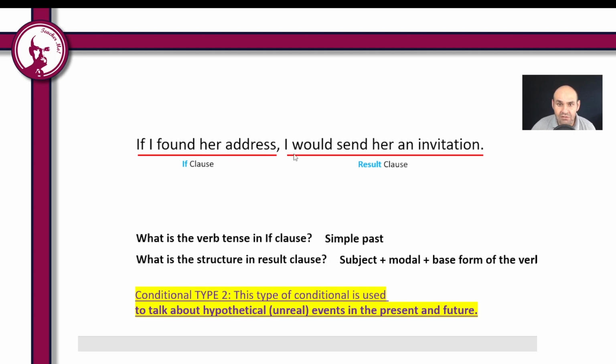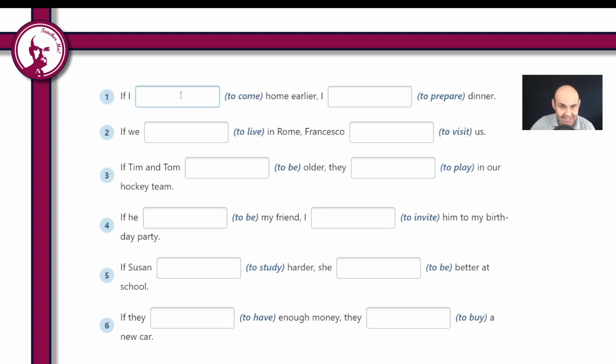And in the result clause, you see we have the modal verb would plus the base form of the verb. And this is the structure of the second conditional. We use it to talk about hypothetical or unreal events or situations in the present and future. Let's do some exercises now.